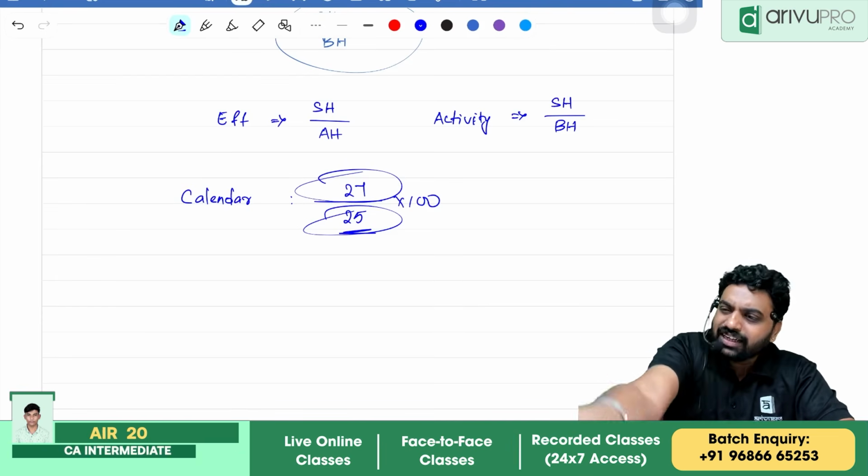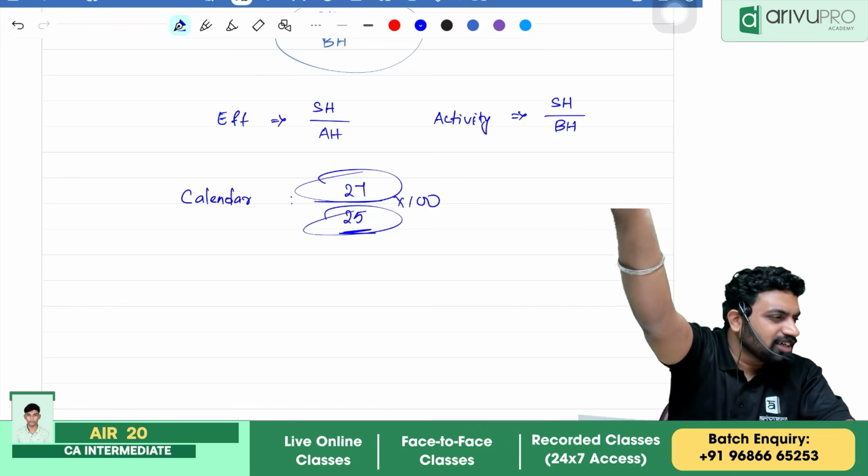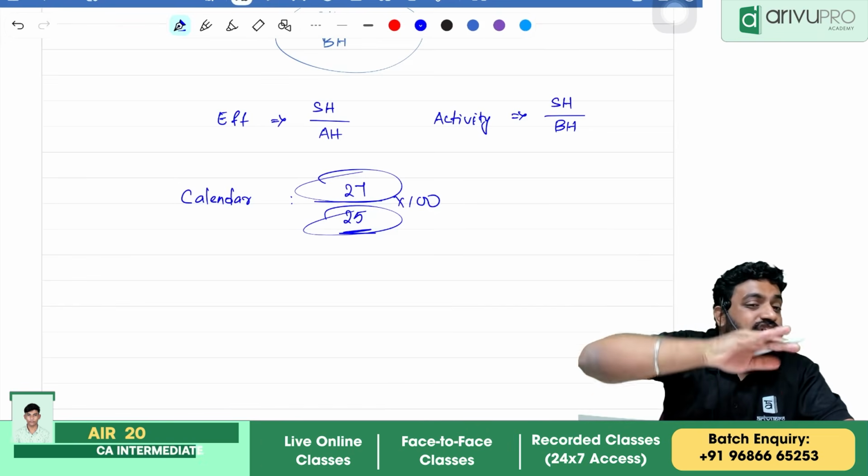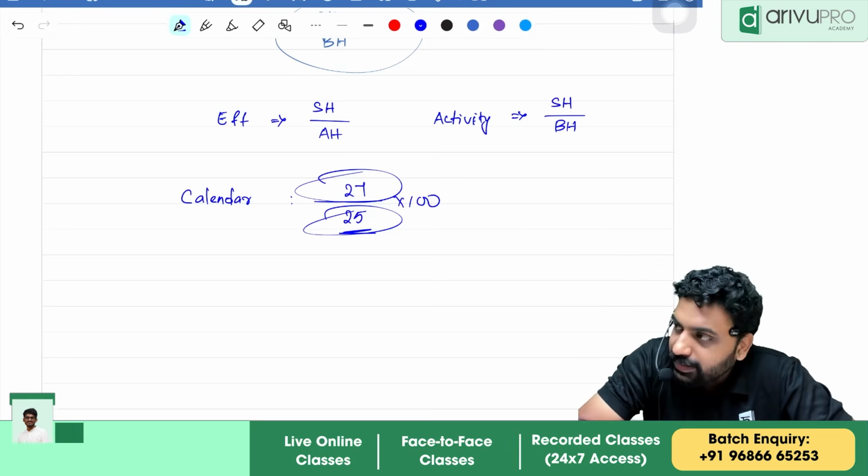Same like your calendar variance. Calendar variance you write in terms of amount. Calendar ratios you write in terms of percentage.